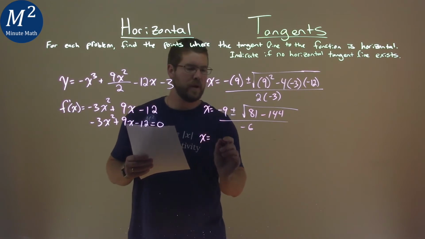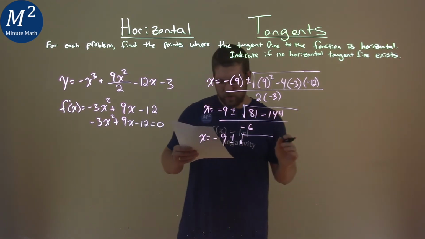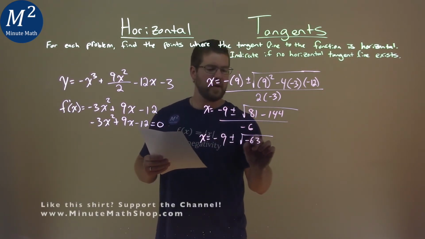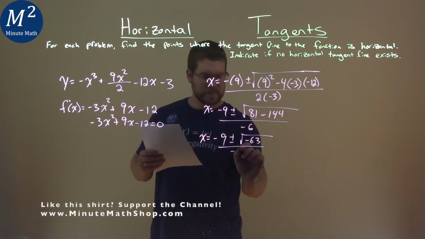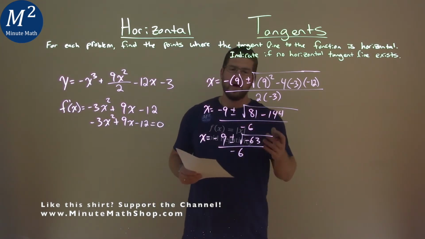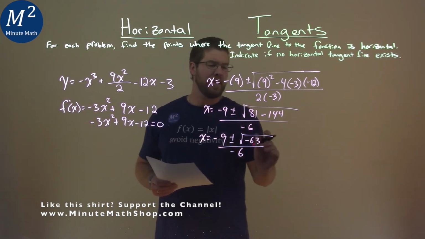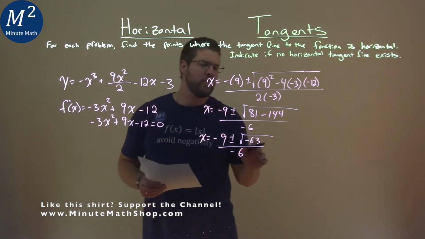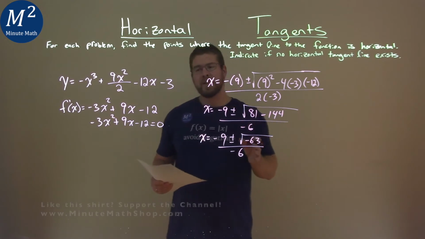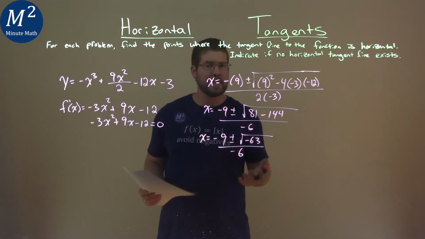Keep on keeping on here. Negative 9 plus or minus the square root. 81 minus 144 is negative 63 over negative 6. And this is where the hiccup should happen. What do you notice here about the square root? Well, the square root of a negative number is going to be imaginary. So if the square root of a negative number is an imaginary number, we actually don't have a real 0 here. So what does that tell us?